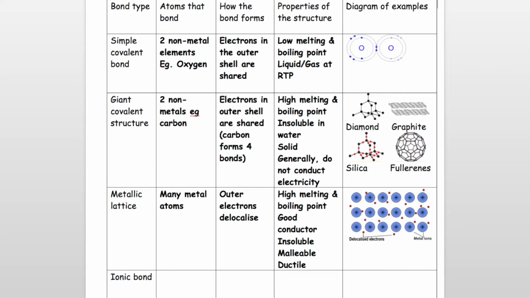Very high melting and boiling point because a lot of energy is needed to overcome the bonds. They are good conductors of heat and electricity. This is due to the delocalized electrons that you'd find amongst the structure. They are insoluble, they are also strong. They are malleable, which means they can be hammered into shape, and they are also ductile, which means they can be drawn into long wires.